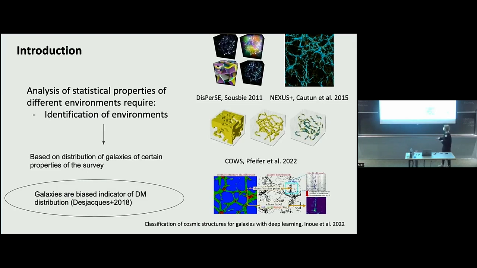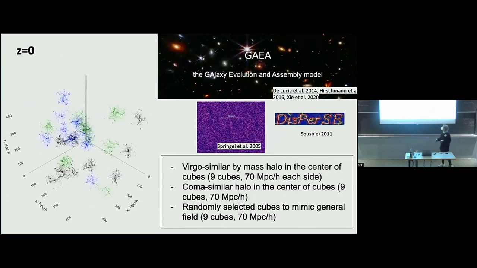And it was the main topic of our work. We studied how the galaxy bias, which depends on the epoch we consider and on the properties of the galaxies, such as mass or luminosity, and how this galaxy bias affects our identification of filamentary structure in the universe. To do this, we use a semi-analytical galaxy evolution model, GAEA, Galaxy Evolution and Assembly, which is coupled with the Millennium simulation.